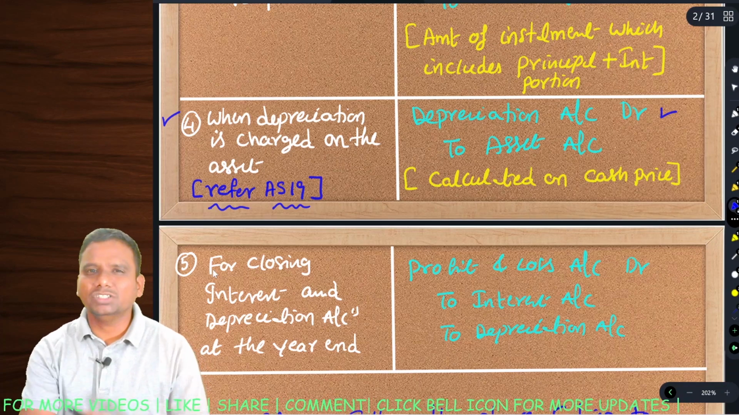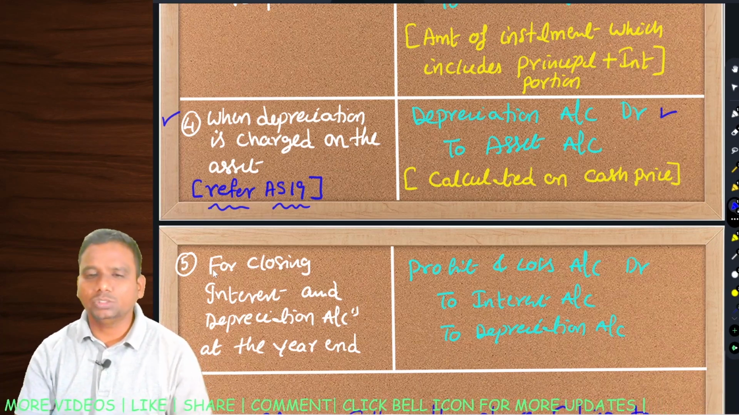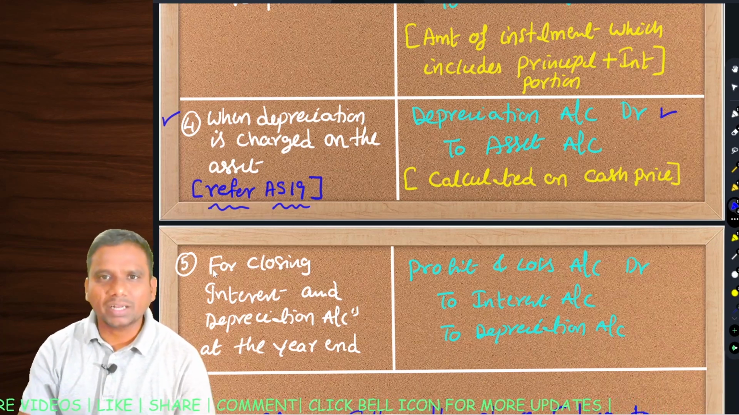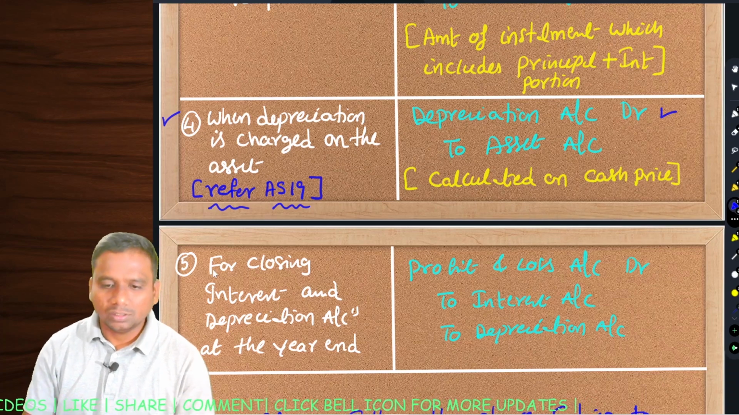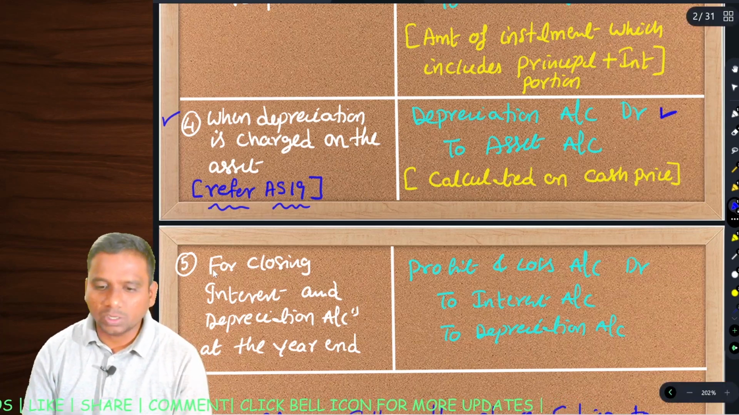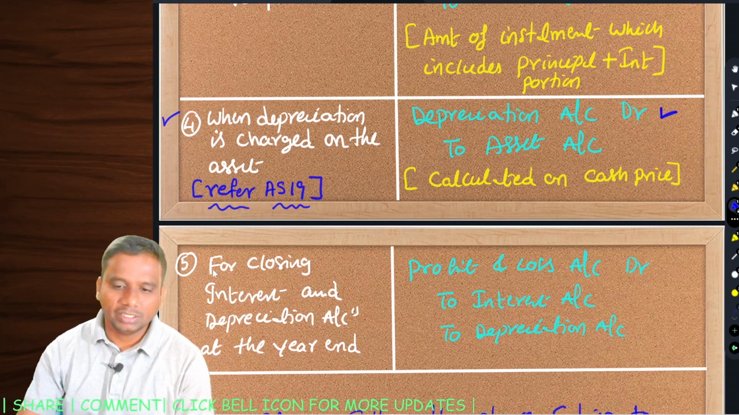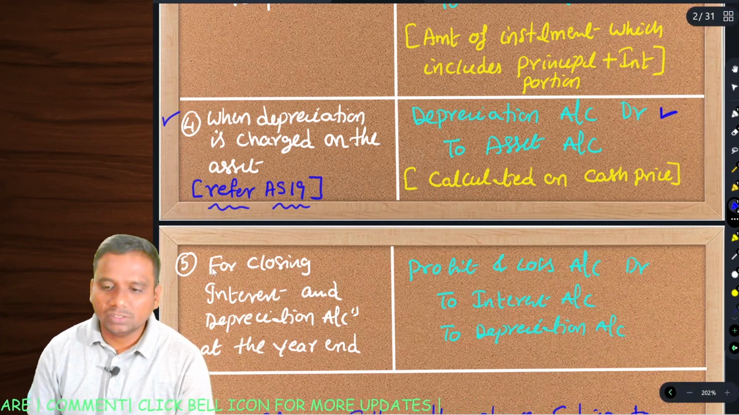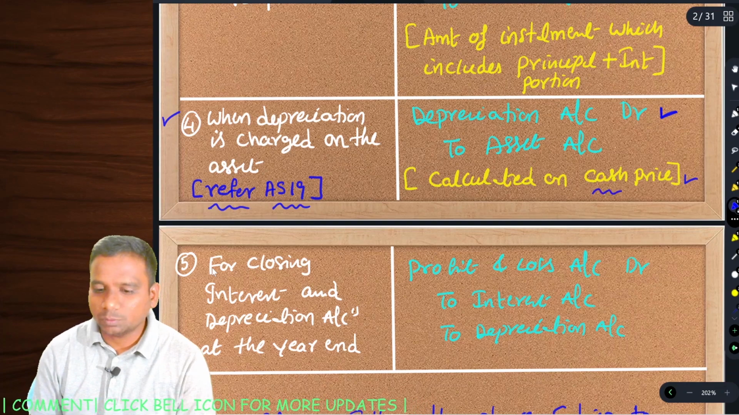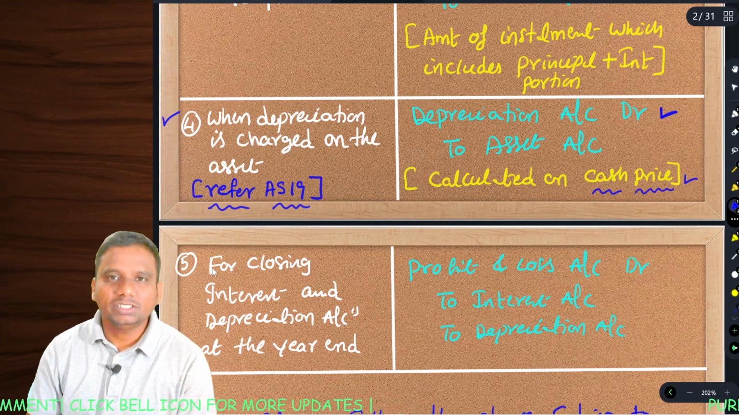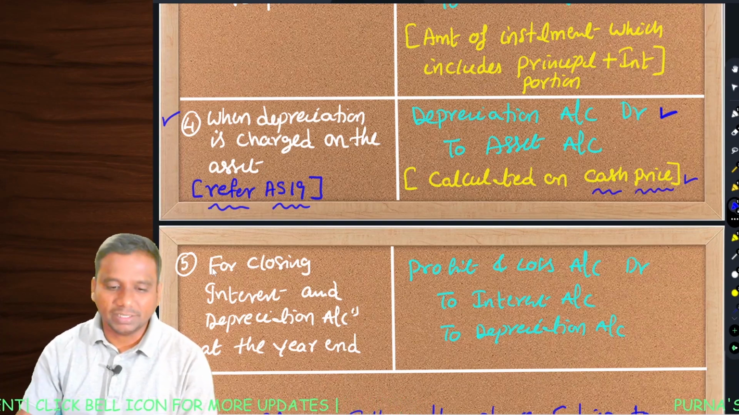You need not do that provision for depreciation. All those things you need not follow in this concept, but practically you will follow them. But here, it is enough to write depreciation account debit to asset account. Clear everybody? So depreciation is always calculated on what amount? Cash price. Don't forget. Depreciation is always calculated on cash price, right?